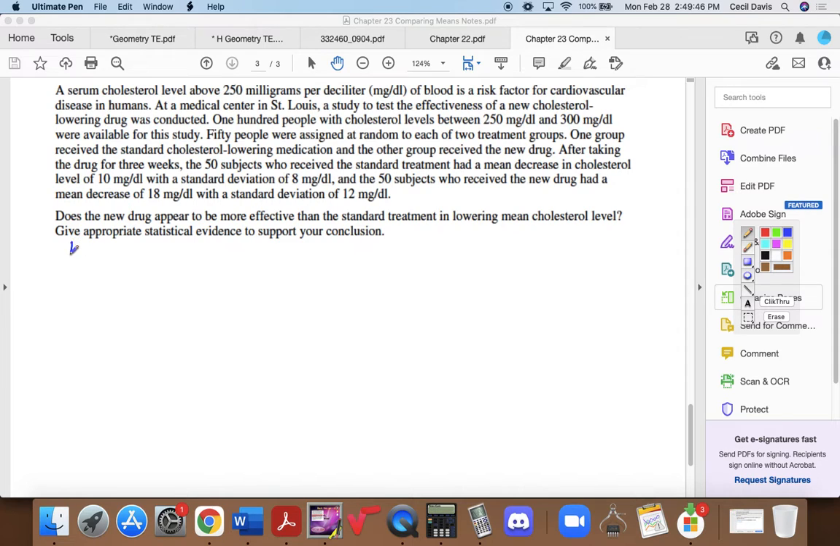All right. So we're going to set H sub naught to be that there is no difference. So mu sub n minus mu sub s for the standard is equal to 0 versus our alternative hypothesis that mu sub n minus mu sub s is greater than 0. And then you have to say what those things are.